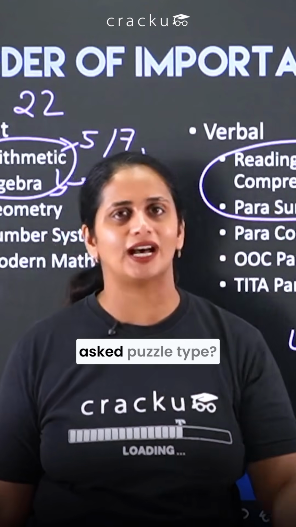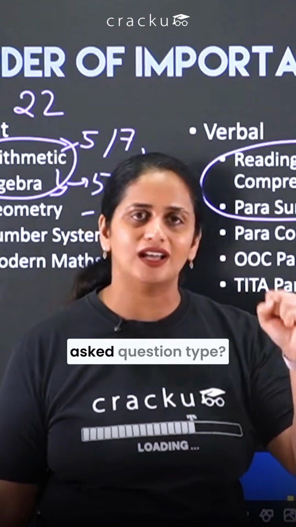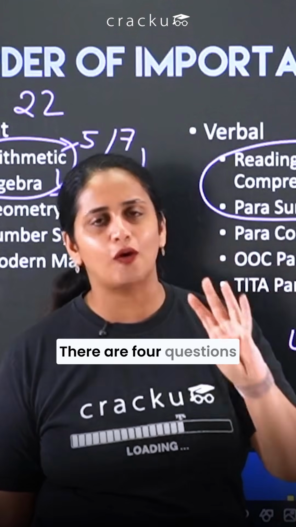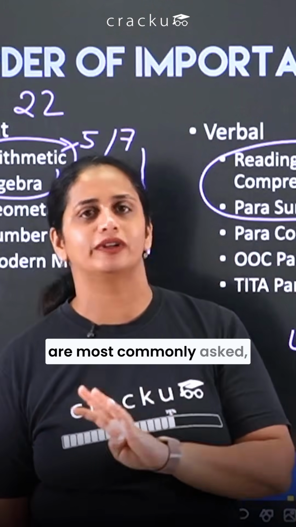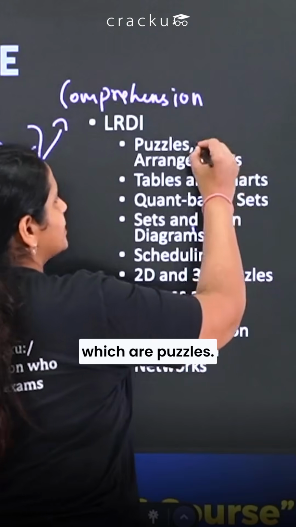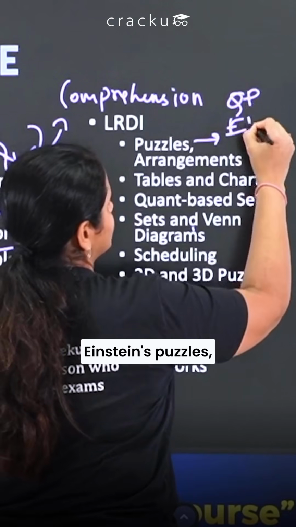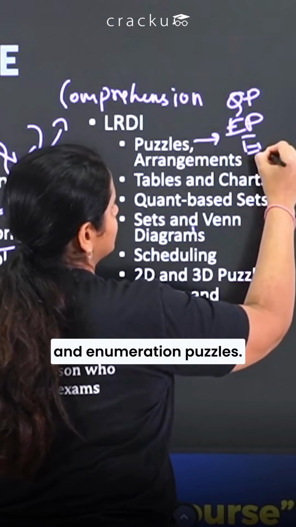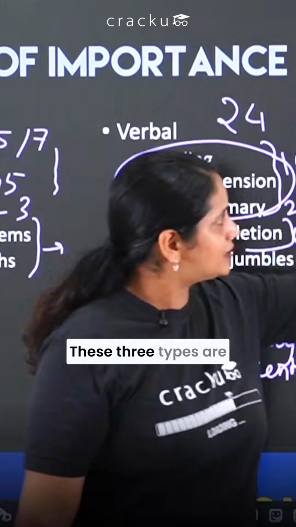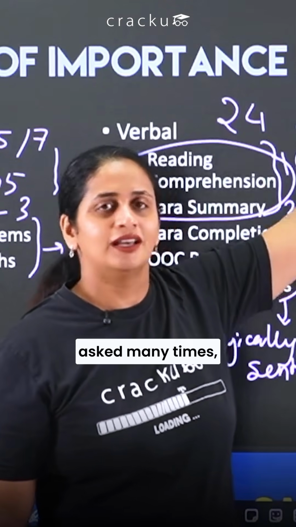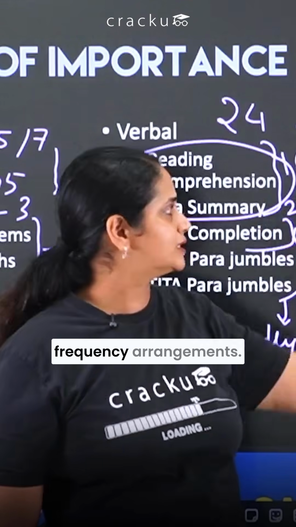What is the most asked puzzle type? What is the most asked question type? There are 4 types that are most commonly asked, which are puzzles. So this includes quant puzzles, Einstein's puzzles, and enumeration puzzles. Okay, these 3 types are asked many times, I would say with a high frequency.